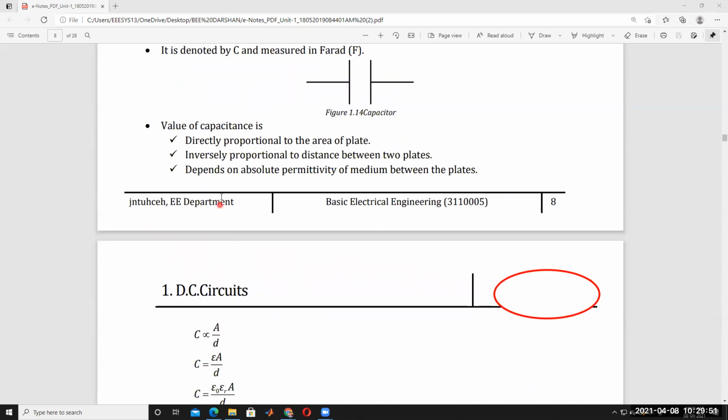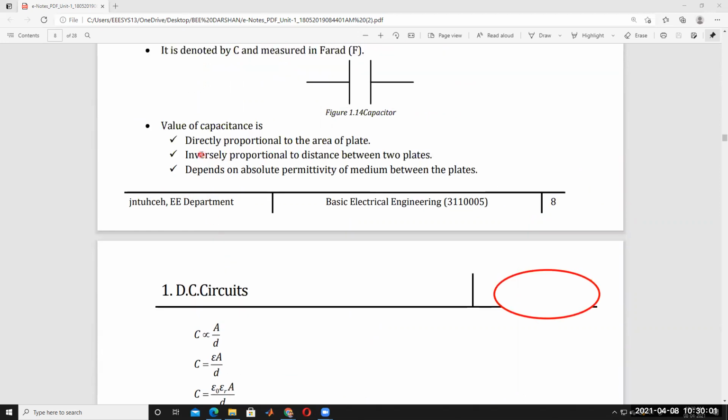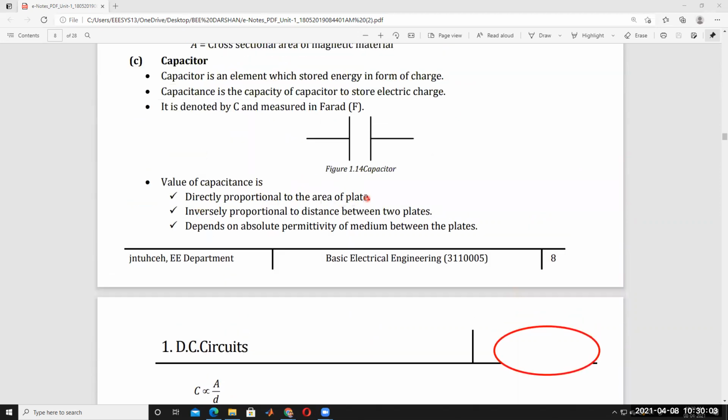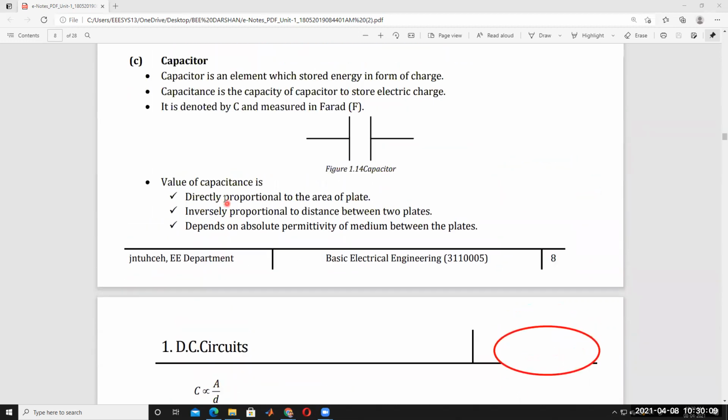The value of capacitance is directly proportional to the area of the plate. So by using this formula, you can easily understand. Capacitance is directly proportional to the area of the plate, and inversely proportional to the distance between the two plates. These are the two plates of a capacitor.